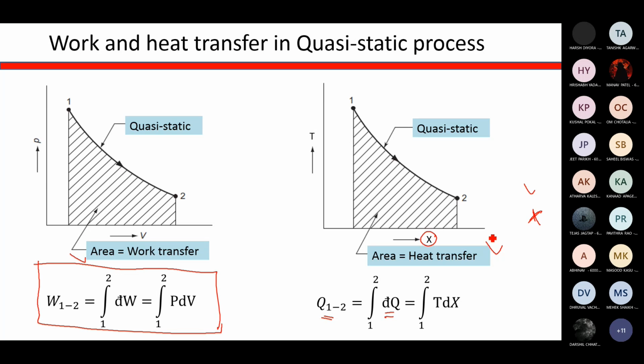So you can note down this: the area under the PV diagram gives work transfer, and area under the TS diagram, so this x will be replaced by the entropy later on, is heat transfer, Q. So that's all about the introduction to the thermodynamics.